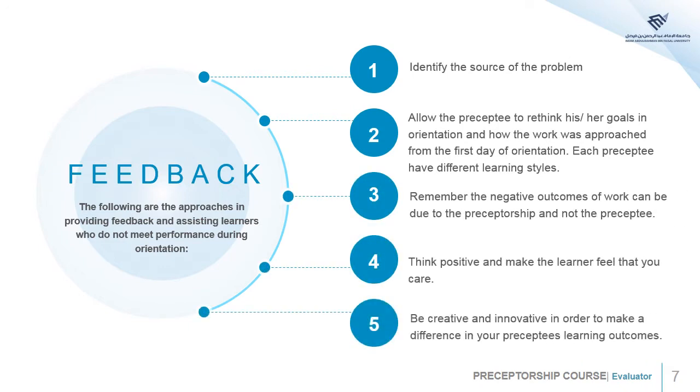The following are the approaches in providing feedback and assisting learners who do not meet performance during orientation. Identify the source of the problem. Allow the preceptee to rethink her goals in orientation and how the work was approached from the first day of orientation. Preceptees each have different learning styles. Remember, the negative outcomes of work can be due to the preceptorship and not the preceptee. Think positive and make the learner feel that you care. Be creative and innovative in order to make a difference in your preceptee's learning outcomes.